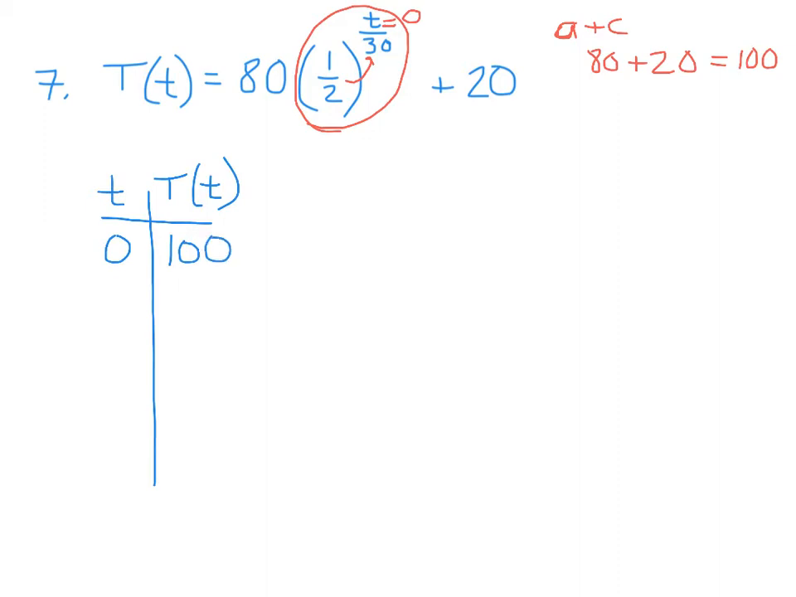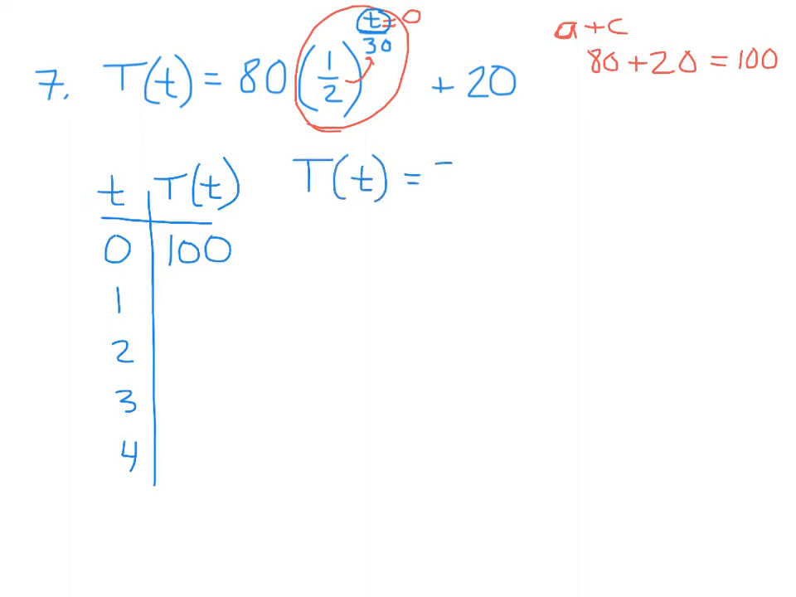Then, what increments should I plug in for time? Should I plug in time 1 and then time 2 and then time 3 and then time 4, and that will give me 5 points? Well, I'm not going to do that, because that looks a little weird up top here. If I plug in time equals 1, that's going to make this exponent a fraction, 1 over 30. That's very weird to deal with: half to the power of 1 over 30, and then multiply by 80. That's going to be painful. I am actually not going to do that.